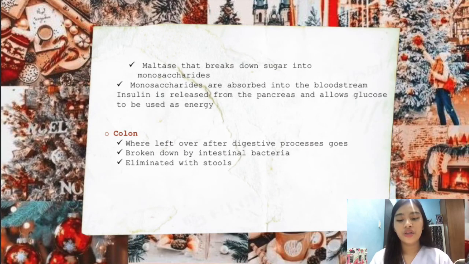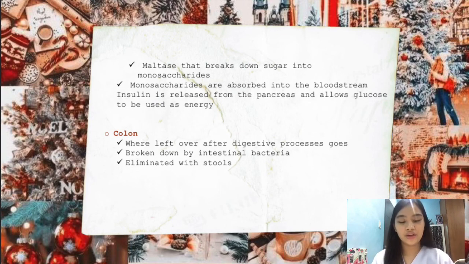From there, the wall of the small intestine begins to make lactase, sucrase, and maltase. These enzymes break down the sugar even further into monosaccharides or single sugars. These sugars are the ones that are finally absorbed into the small intestine. Once they are absorbed, they are processed even more by the liver and stored as glycogen. Other glucose is moved through the body by the bloodstream. The hormone insulin is released from the pancreas and allows the glucose to be used as energy.